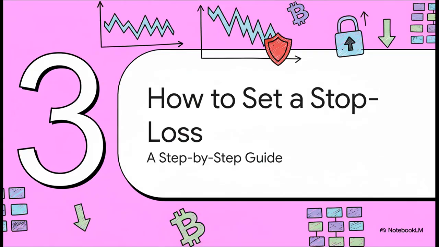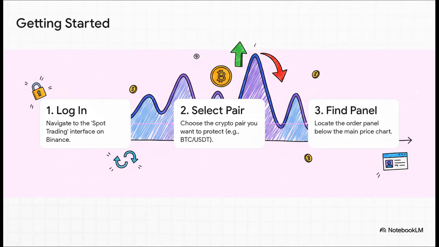All right, enough with the theory. Let's get our hands dirty. How do you actually set one of these up on Binance? I'm going to walk you through it step by step. Okay, so first, obviously, log into your account and head over to the spot trading page. Then, you'll need to pick the trading pair you want to set this up for. Let's just use BTC USDT as our example. Right below that big price chart, you'll see the order panel. That's where the magic happens.